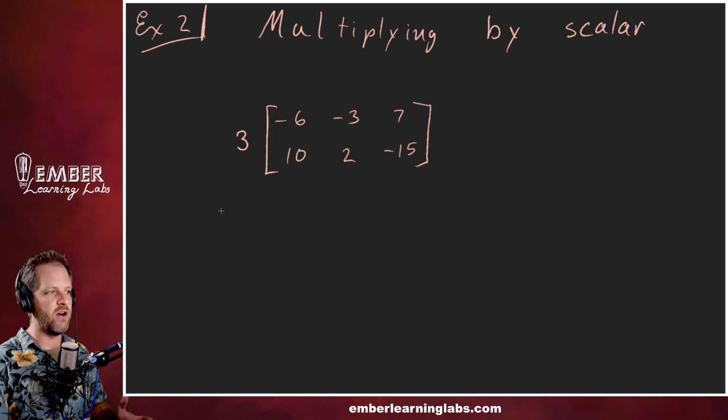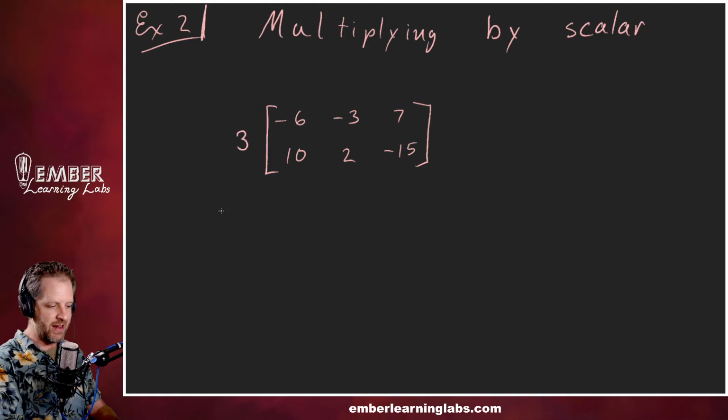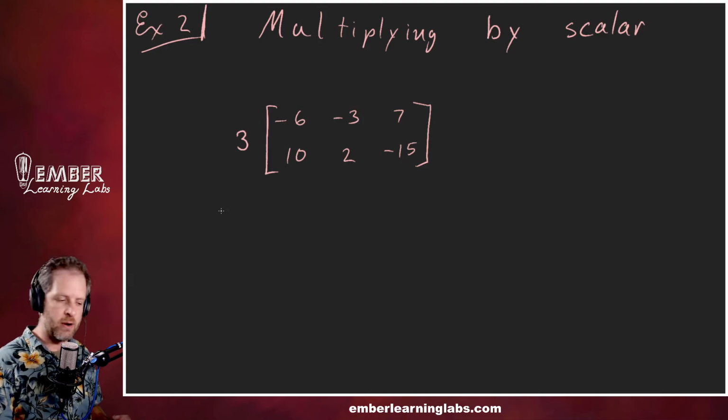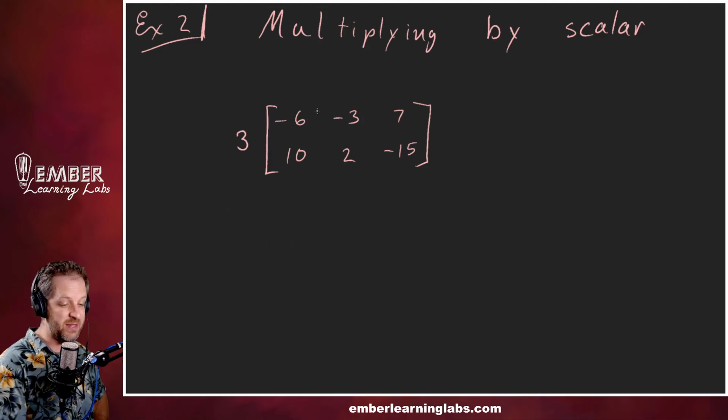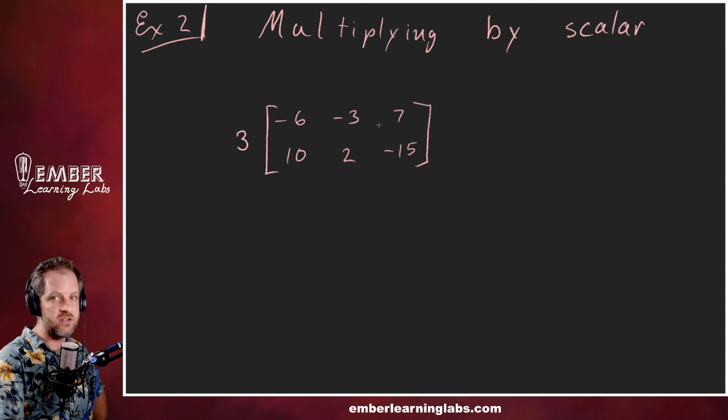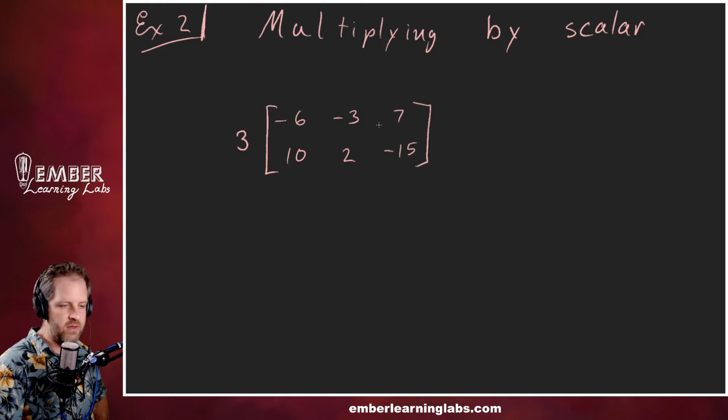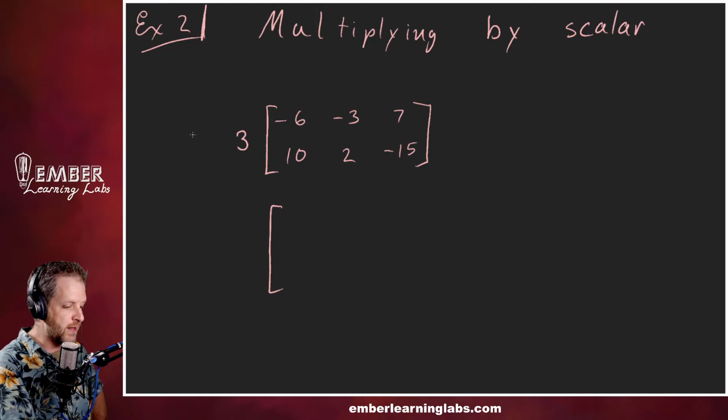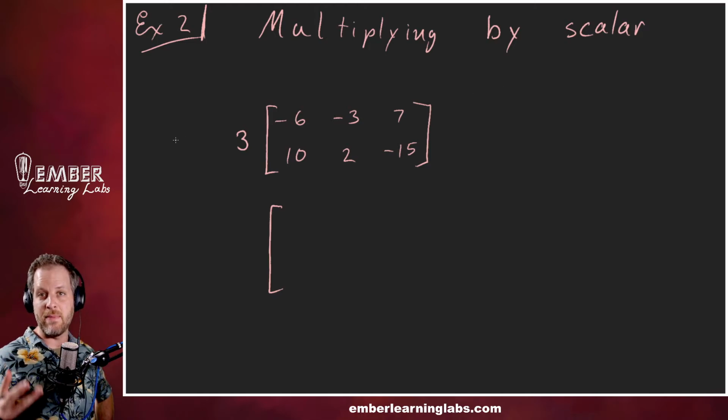Now I'm going to write out the intermediate step for notes purposes. You could probably just do 3 times 6 is negative 18, 3 times negative 3, and go straight to the answer at this point. But for note's sake, I'm going to write it all the way out. We essentially distribute it. Multiply 3 times every element in that matrix.